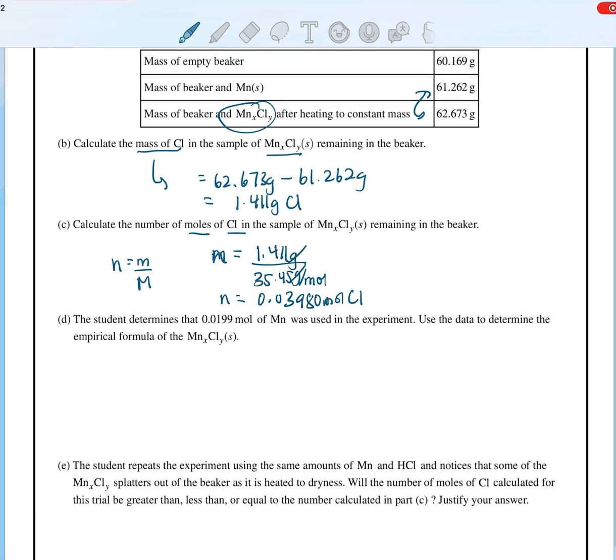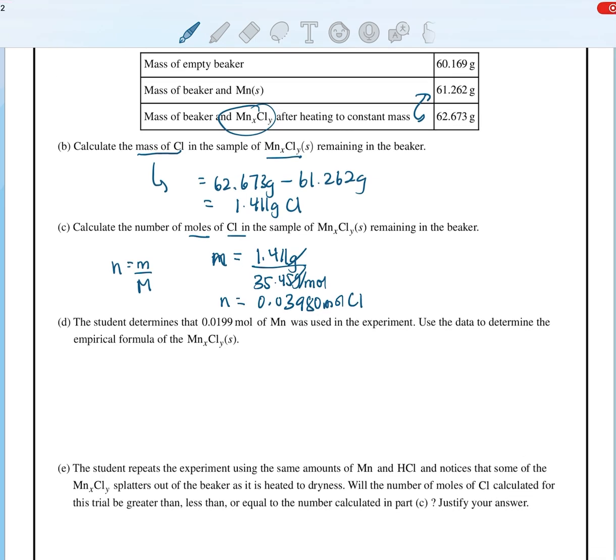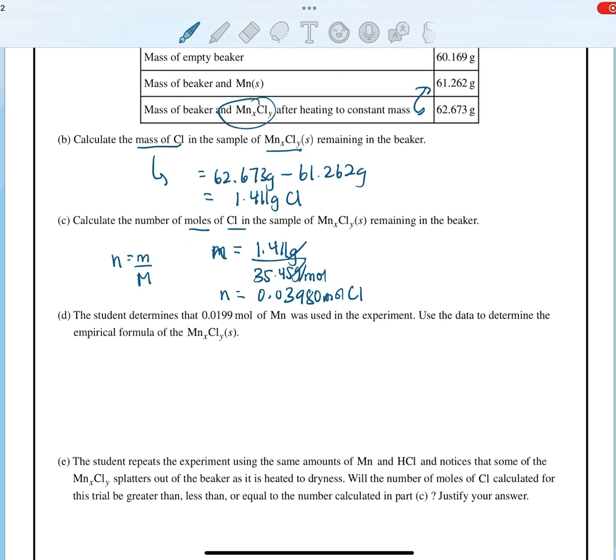Moving on, the student determines that 0.0199 moles of manganese was used in the experiment. Use your data to determine the empirical formula of manganese chloride. How you do an empirical formula question is you divide everything by the lowest moles you have to look at the ratio of the two elements or the two atoms you have in this compound. So for example, manganese, we have a mole value of 0.0199 mole. Chlorine, we calculated above, we have a mole value of 0.03980 mole. So what I'm going to do is divide both of them by the one that is the lowest moles, that's the manganese. So that will give me a ratio of 1 for the manganese.